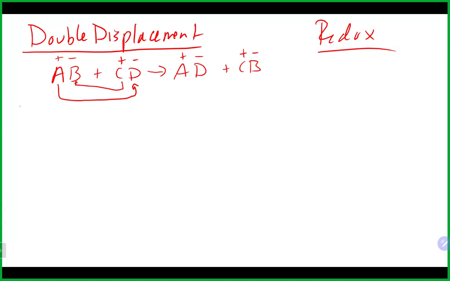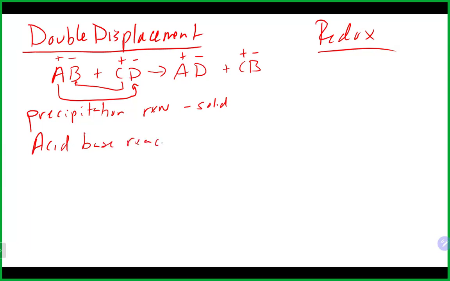One we started talking about last time is a precipitation reaction, much like you probably did in lab today. That means that you got some type of solid that forms. So the result of these ions switching partners will result in a solid precipitate being formed. Another version of a double displacement reaction that we'll talk about in just a second is acid-base reactions. And acid-base reactions, for the most part, will produce water.